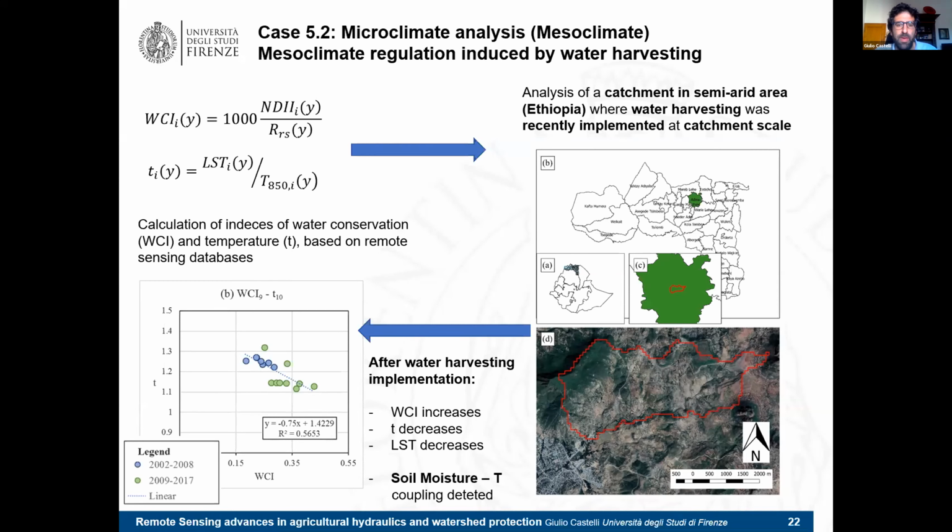And this is somehow expected. This is the so-called soil moisture temperature coupling. We have more water in the soil. We have more water available for evaporation.